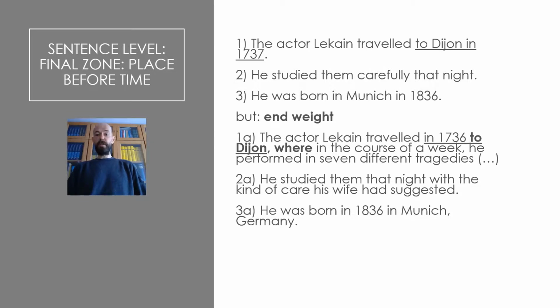The actor Lequin travelled in 1736 to Dijon. Now we get some additional information about Dijon, which allows us to place Dijon after the time element, the time constituent, the time adjunct, where in the course of a week he performed in 7 different tragedies. Same thing with 2a. He studied them that night with a kind of care his wife had suggested. So here we have a much longer phrase, and the principle of end weight kicks in, and we need to reorder the sentence.